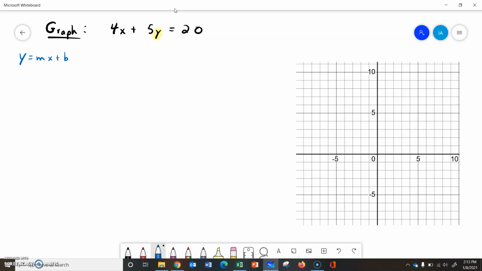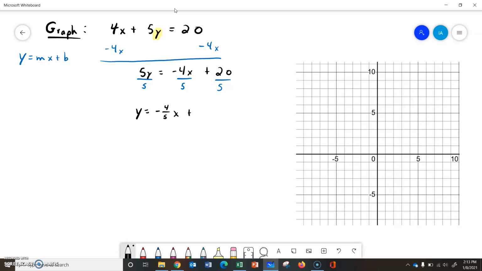So if we do that, we can move the 4x over by subtracting it on both sides. And that will give me 5y equals negative 4x plus 20. And then, still trying to get the y completely by itself, we'll divide by the 5 on all parts. So this comes down to being y equals negative 4/5 x plus 4. And that's in the correct form, so the b, the y-intercept, is 4.